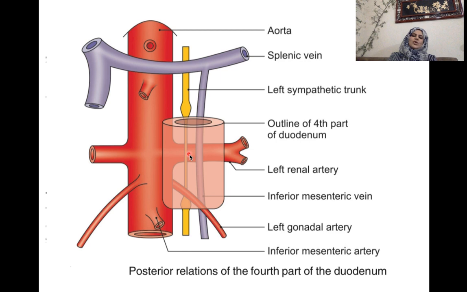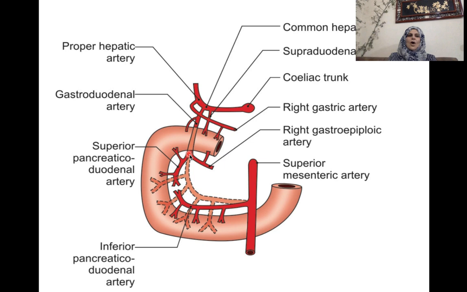If we come to the blood supply of the duodenum, as I said, it is the junction of the foregut and midgut, so both the celiac trunk and the superior mesenteric artery contribute to its blood supply. From the major duodenal papillae, what is above is supplied by the superior pancreaticoduodenal artery. What is below the major duodenal papillae, meaning midgut, is supplied by the inferior pancreaticoduodenal artery.